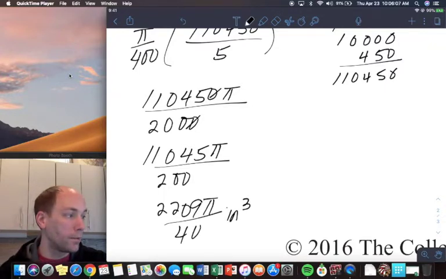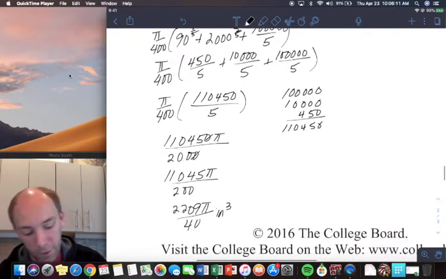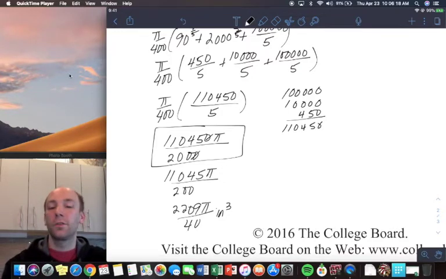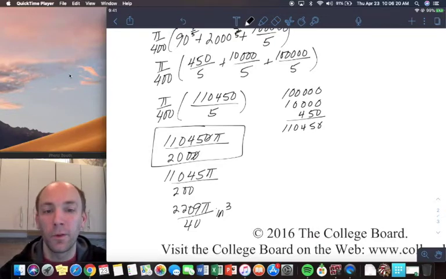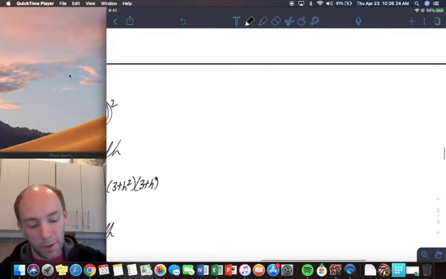Okay, that would be my volume. Again, if you just got this number, that would be fine. You did the work, you got the right answer, you just didn't reduce the fraction all the way, so that would be fine. You would still get all your points for this answer. Part C.